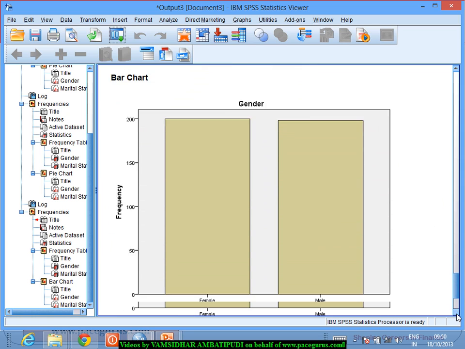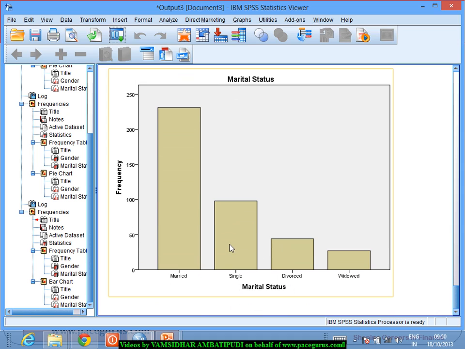Now look at the bar chart, especially in case of marital status. We could clearly see that this is the order. Married people are much more in number. Single are the next, then the divorced, then the widowed. This is the level of fall in the values from married to single to divorced to widowed. So such kind of understanding also comes out much better using the nominal data also.